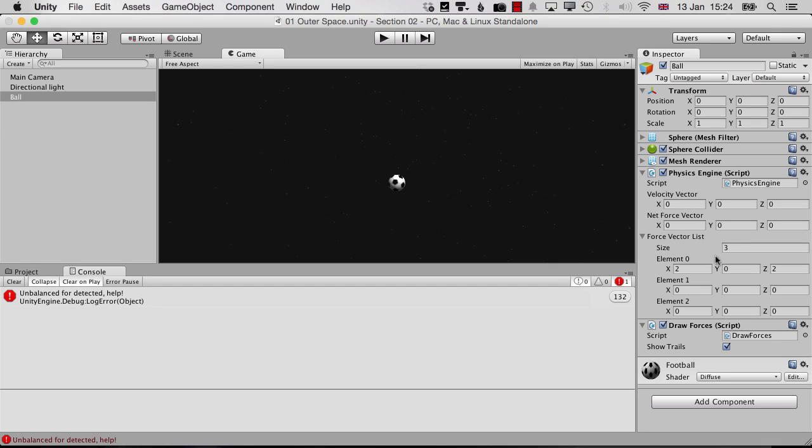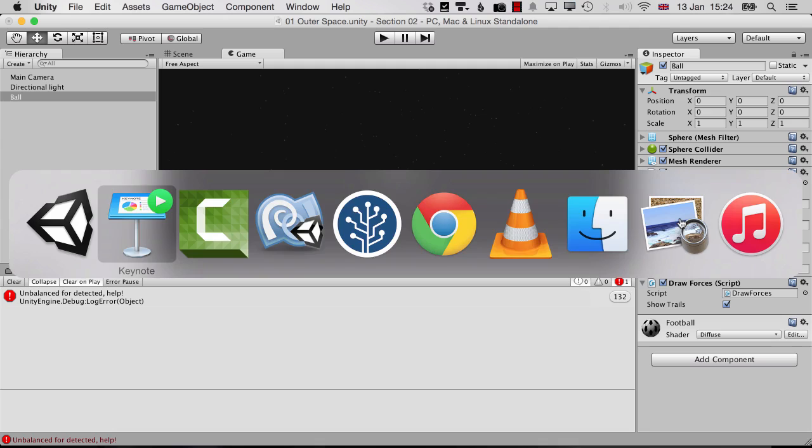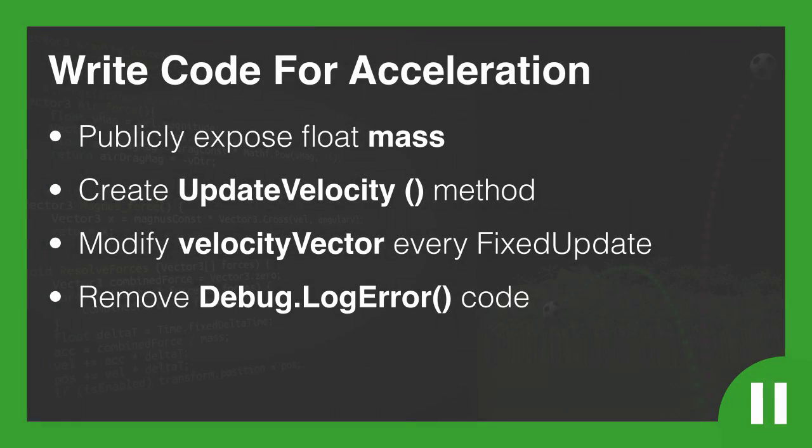So say, for instance, you had just one force, that is, say, 2 in the x direction. That's 2 meters per second per second. Every second, you would expect the velocity in x to increase by 2. So you get 2, 4, 6, 8. That will prove you've got it right. Have a go. There's your challenge definition.